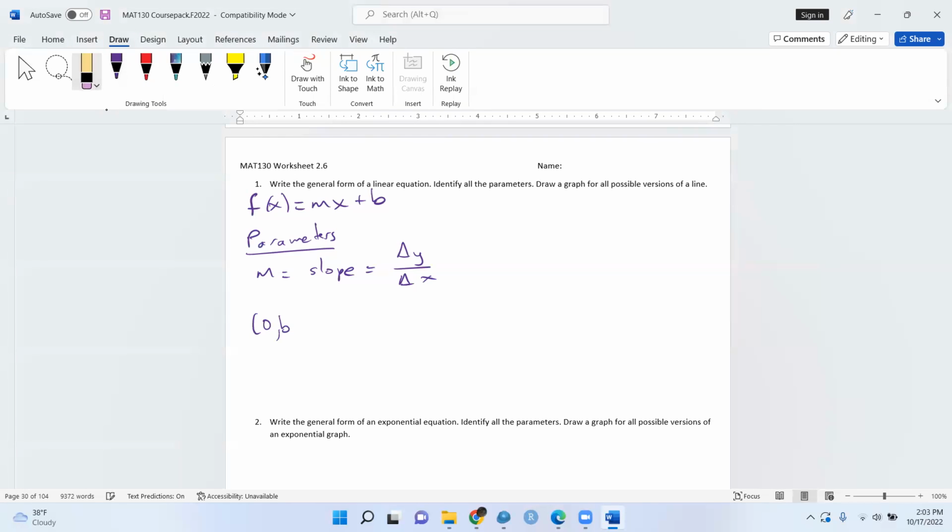And the b is really the y-intercept. Let me write it that way. So it's the y-intercept, which is (0, b). And then the two basic shapes of the line are this. That's a positive slope. And that's a negative slope.